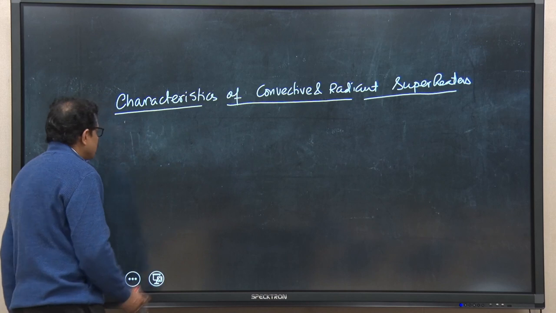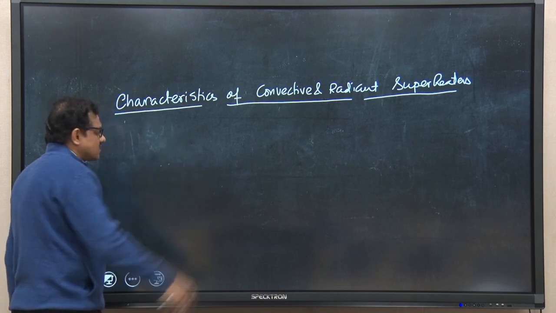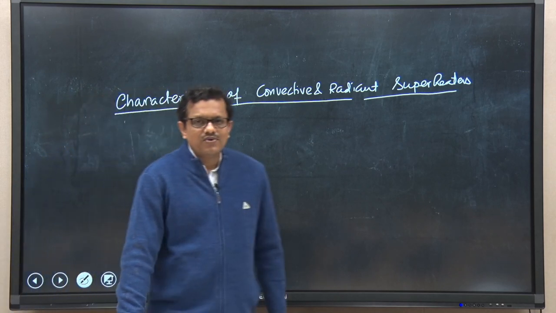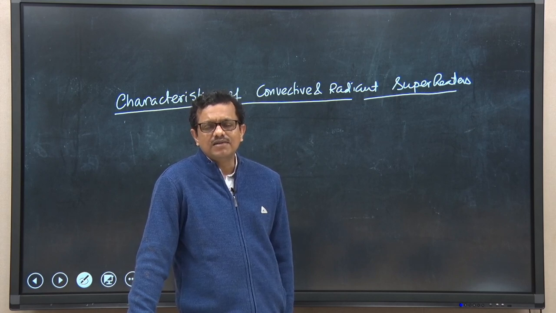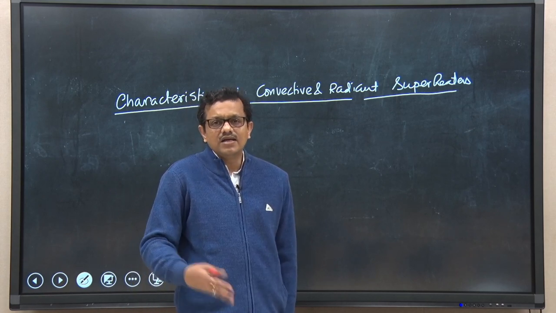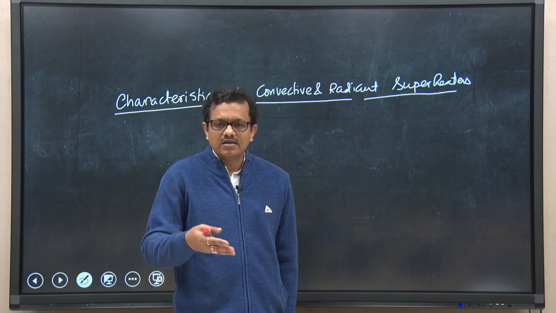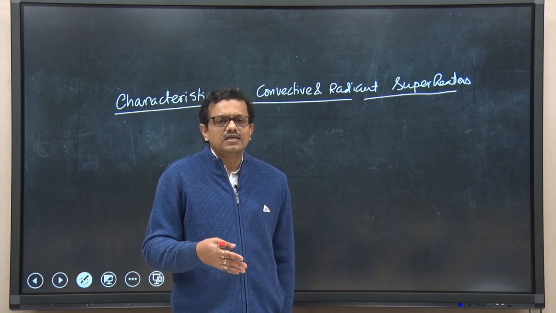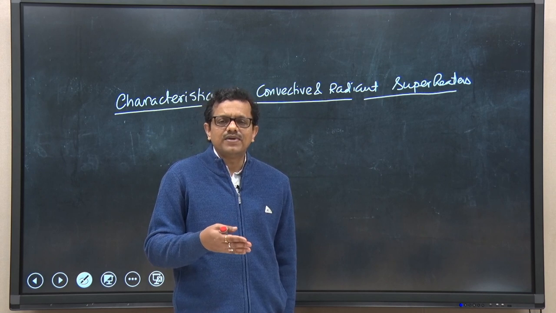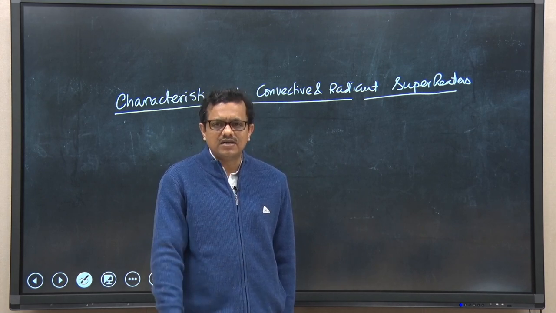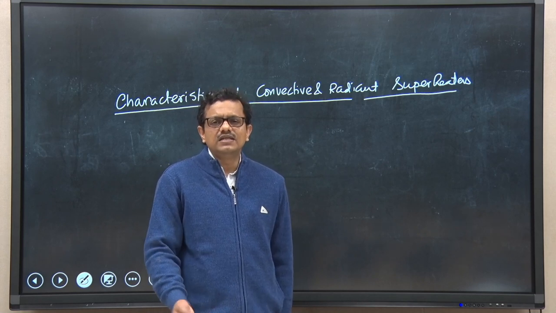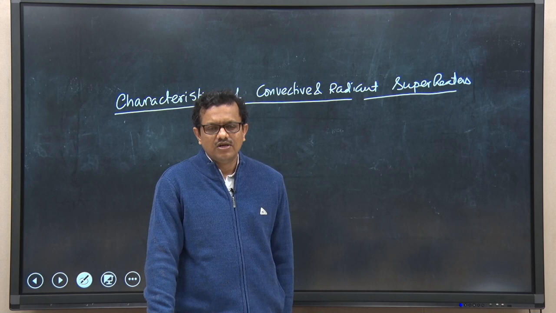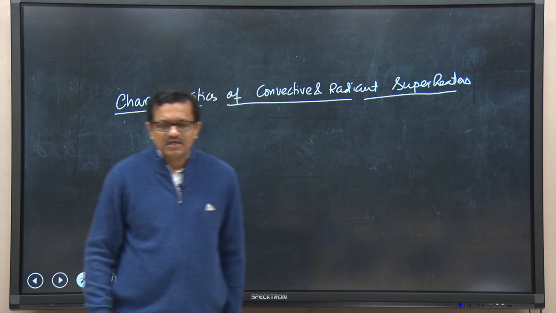So, when we are talking about characteristics, we mean that when we are taking steam through the superheater, its temperature will increase, but is the increase in temperature linear with the boiler load? If it is not linear, will the temperature at the exit of the superheater increase or decrease with increasing or decreasing load of the boiler? So, that aspect is very important.